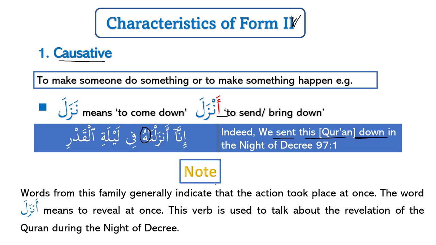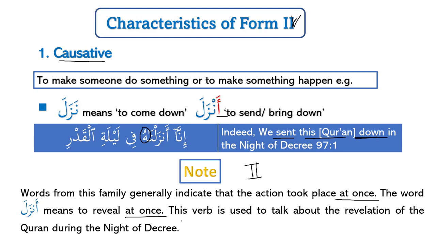Now the note is that we need to see the basic difference between form number 2 and form number 4, the difference between taf'il and if'al. Words from this family generally indicate that the action took place at once. If you remember, in bab taf'il we discussed that the action was gradual. It took place gradually. But here it means the action took place at once. The word anzala means to reveal at once. This verb is used to talk about the revelation of the Quran during the night of decree.